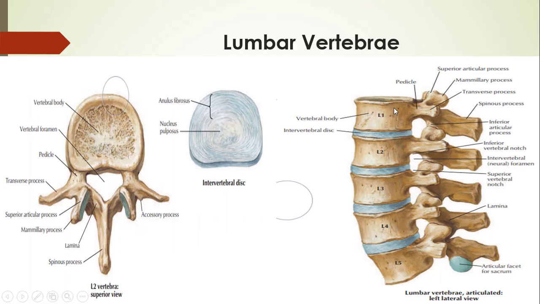Now let's describe the typical lumbar vertebra. First, we have to mention the lack of costal facets. Next, we have to describe the transverse process, which is long and thin. Then the vertebral body is somewhat cylindrical in shape, and the vertebral foramen is triangular in shape.